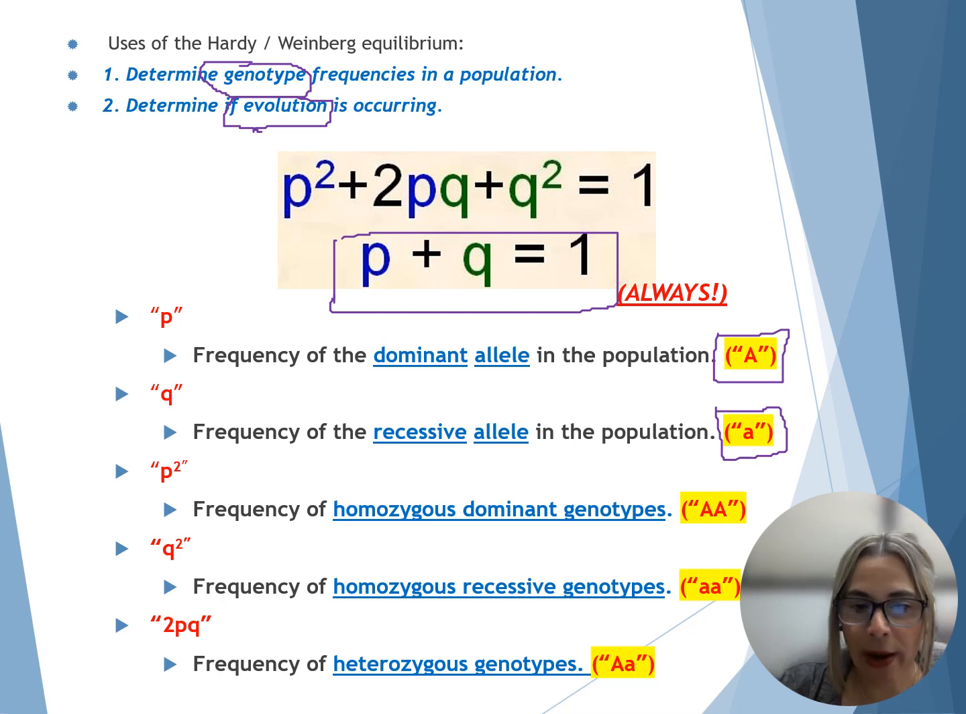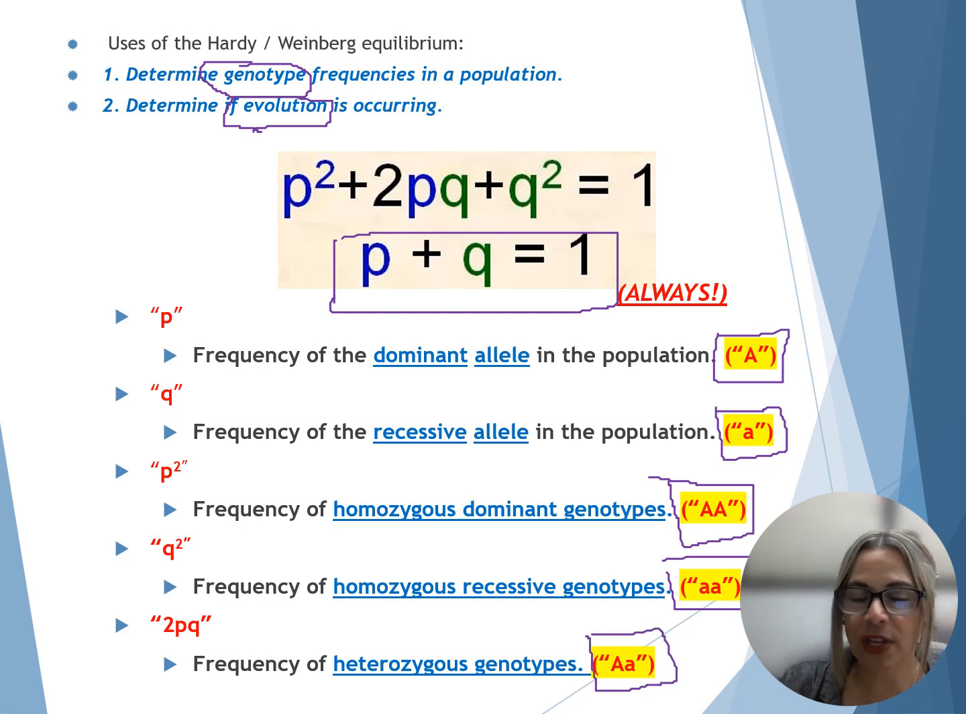Now p squared is the frequency of our homozygous dominant genotypes, because A times A is A squared. So p squared represents the homozygous dominant genotypes. q squared is the homozygous recessive genotypes. And lastly, 2pq is the frequency of our heterozygous individuals.